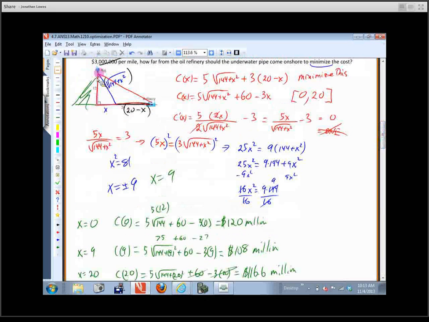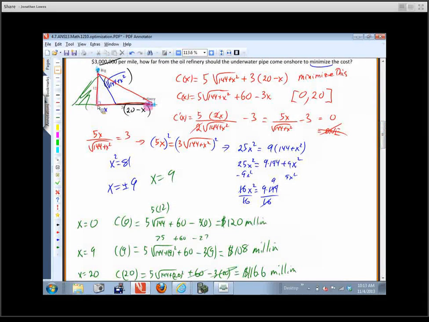Okay? All right, so let's run through these scenarios again here for just a second. It's going to cost us $120 million to go straight towards shore and then run 20 miles along shore. Okay, if we land 9 miles, if this right here is 9, if we land right there, it's only going to cost us $108 million. If we go straight there and then use all underwater pipe, it's the shortest distance, okay? But it's a little bit more expensive than that compromise landing somewhere in between, okay? So even though we have to lay more pipe, it's going to be less expensive to go with this route in between here, okay?